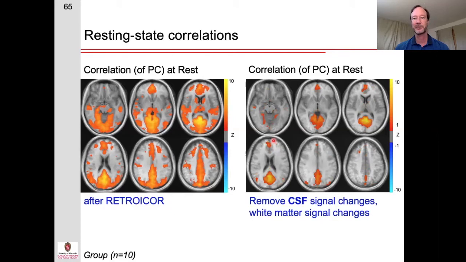We also looked at different kinds of corrections that we could do. If you just do the RETROICOR corrections, that corrects for just the heartbeat and changes at the breathing frequency, you really don't see much of an effect of that. Instead, if we regress out the average signal from the CSF and from the white matter, we do see a substantial reduction of this correlation outside of the areas that we typically consider part of the default mode network.